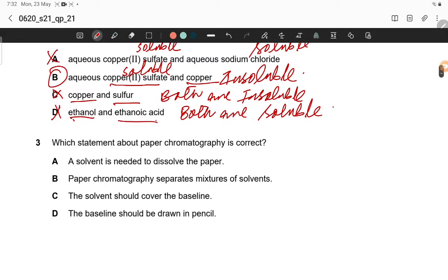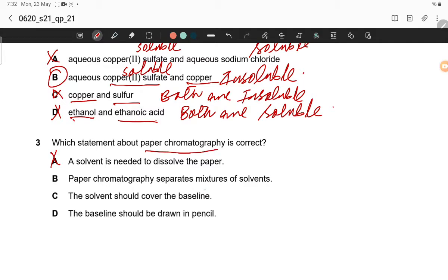Question number 3. Which statement about paper chromatography is correct? A solvent is needed to dissolve the paper. No, this is not correct. Solvent is not used to dissolve the paper. It is used to travel the dyes on the chromatogram. This is not correct.